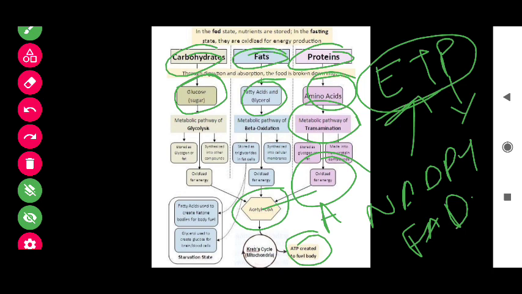The cell does a lot of work, and for work, if you are doing work, you need money. If you are buying something, you need money. So the ATP is like money in the cells.